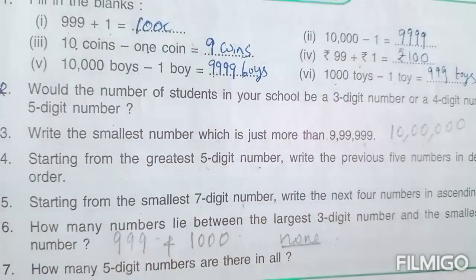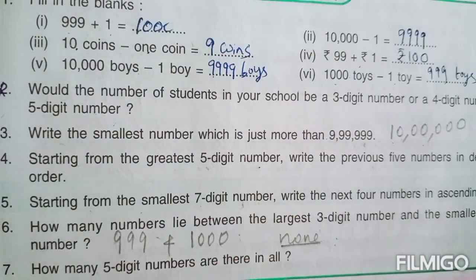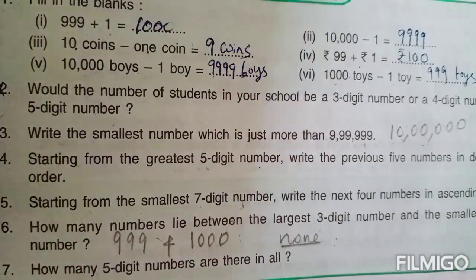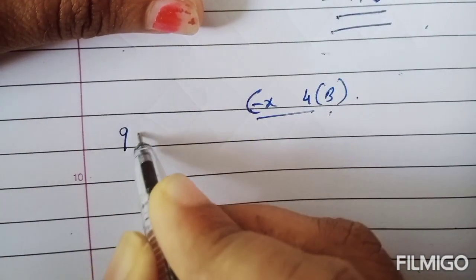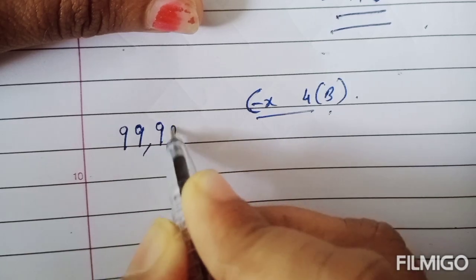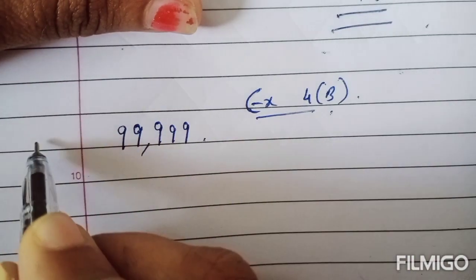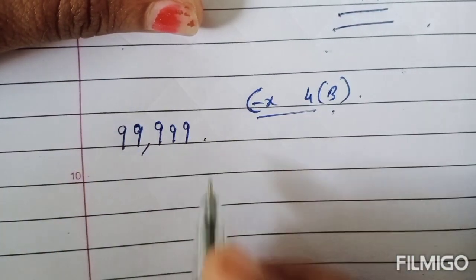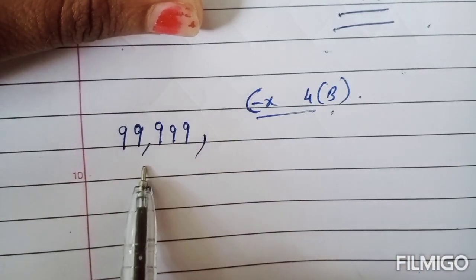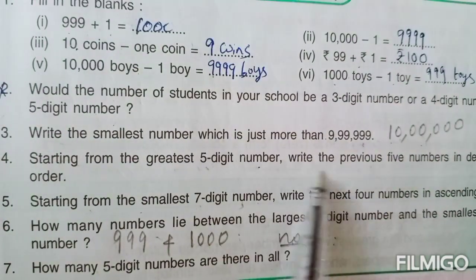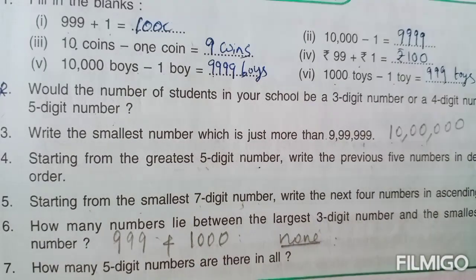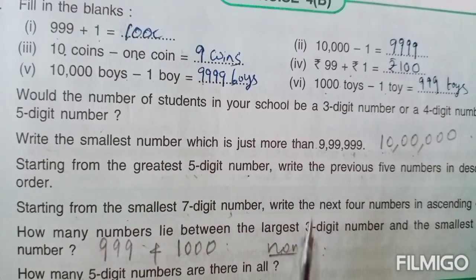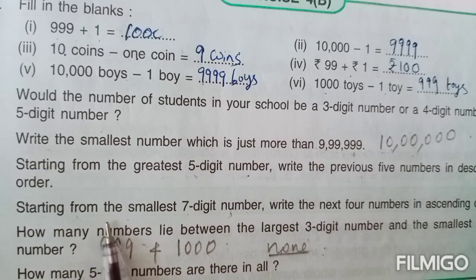Now fourth one, starting from the greatest 5-digit number, write the previous 5 numbers in descending order. What is the greatest 5-digit number? We know that it is 99,999. This is the greatest 5-digit number. Starting from this number, you have to write the previous 5 numbers in descending order.